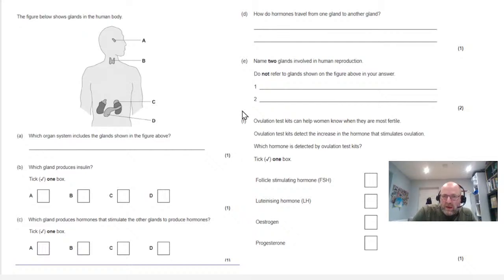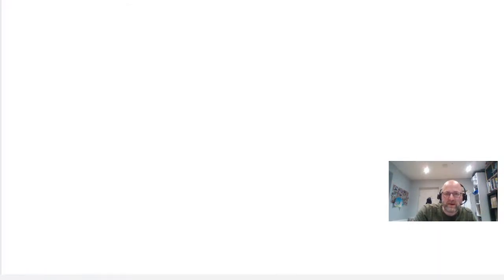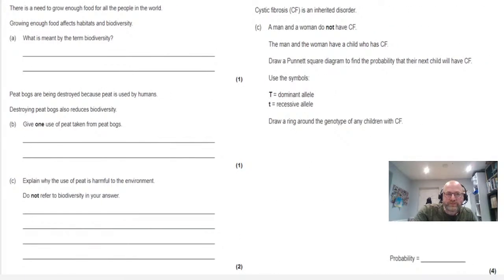Ovulation test kits help women know when they're most fertile. Ovulation test kits detect the hormone that stimulates ovulation. Which hormone would be detected around ovulation? The 14th day, which hormone goes high? That'll be LH. Yep, absolutely right. Okay. These are just some random questions for paper 2 tomorrow.